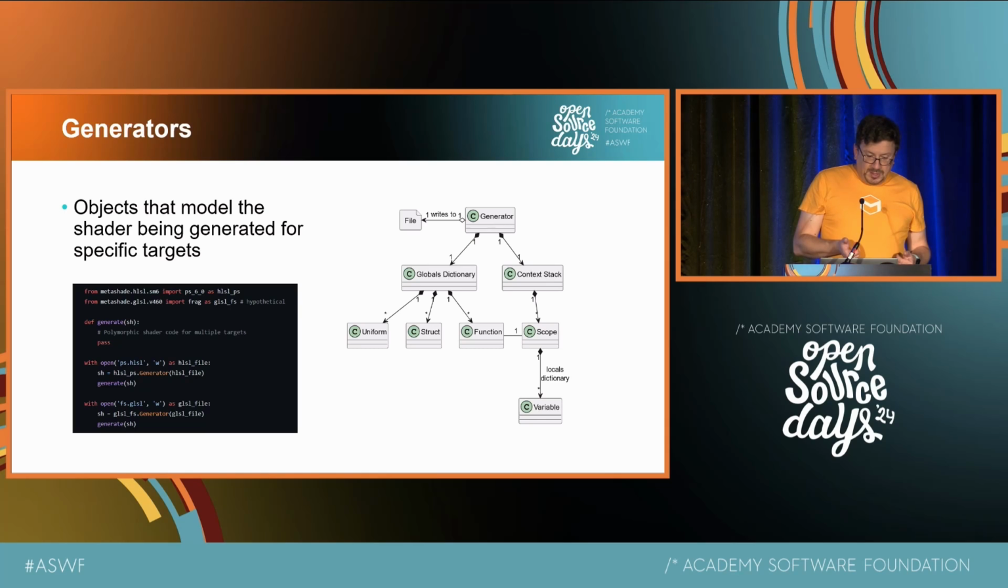Next up, I wanted to introduce the concept of generators, which is central in Metashade. A generator is basically an object that models the semantics of the shader being generated. And we always create concrete generators, like a specific shader profile for HLSL, for example. But we can definitely have polymorphic CodeGen, like this generate function in the pseudocode that works on a generator without knowing what the underlying implementation is.